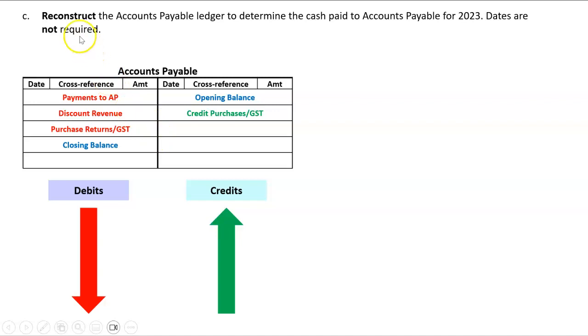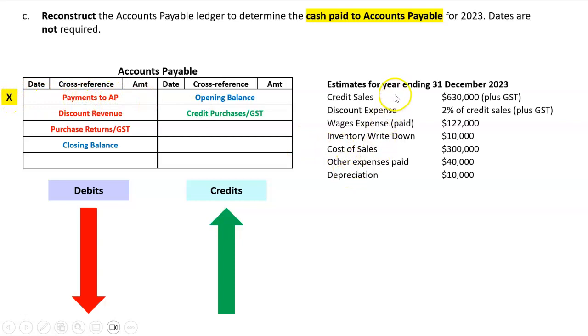So remember to read the question to figure out, is there something that they're asking us to get in particular that we don't know unless we calculate it. And it says here, you need to determine the cash paid to accounts payable. So that will be this one here. So this is going to be X, and we're going to have to solve for it. So what we're going to do now is go through our info, and when we find something, we plonk it in here. Now, what's interesting with this question is it actually seems like a bit of an error, or maybe it's too easy.